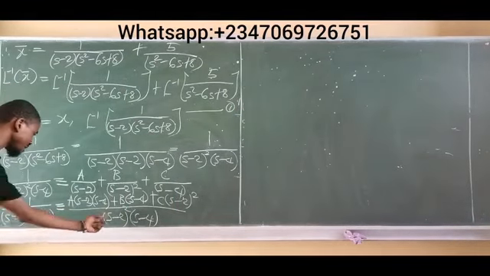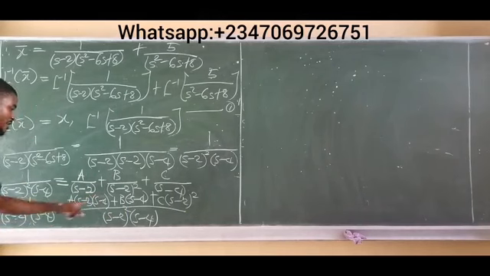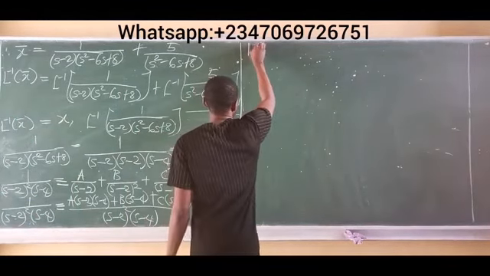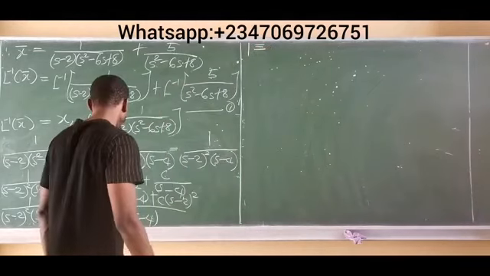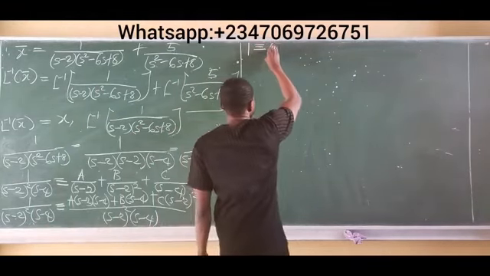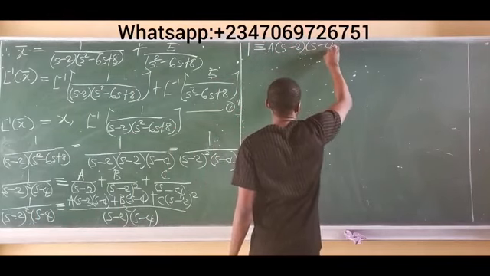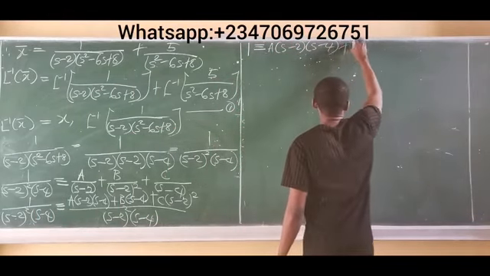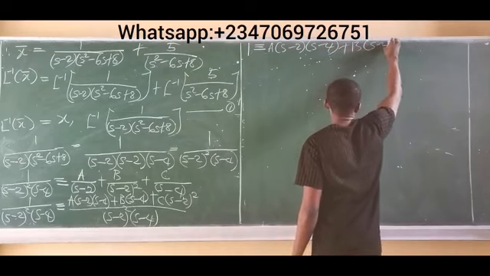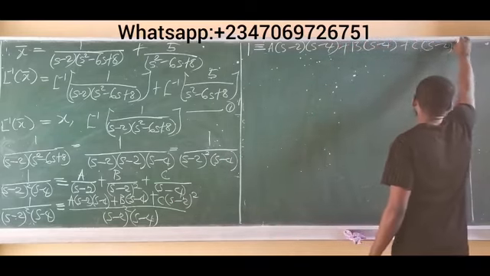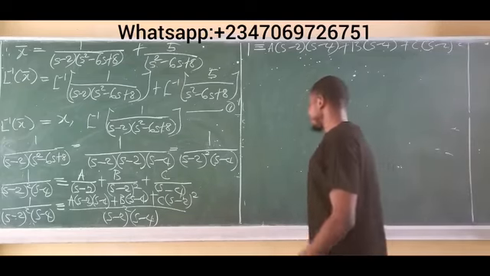Identical. Since their denominators are identical, the numerators must be identical. Hence, at the numerator, I have 1 is equivalent to A times (x minus 2) times (x minus 4) plus B times (x minus 4) plus C times (x minus 2) all squared. We have something like this.